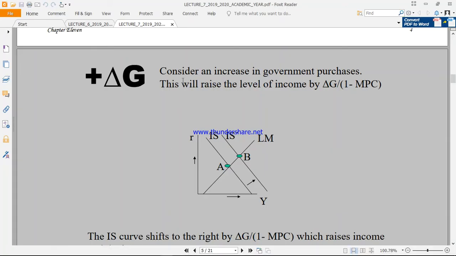I'm saying that if there's a change in government expenditure, we understand that that is going to change the level of income. I'm using the word change. So if there's a change in government expenditure, then this is going to lead to a change in income. And the change in income is going to be the change in government expenditure times the multiplier.